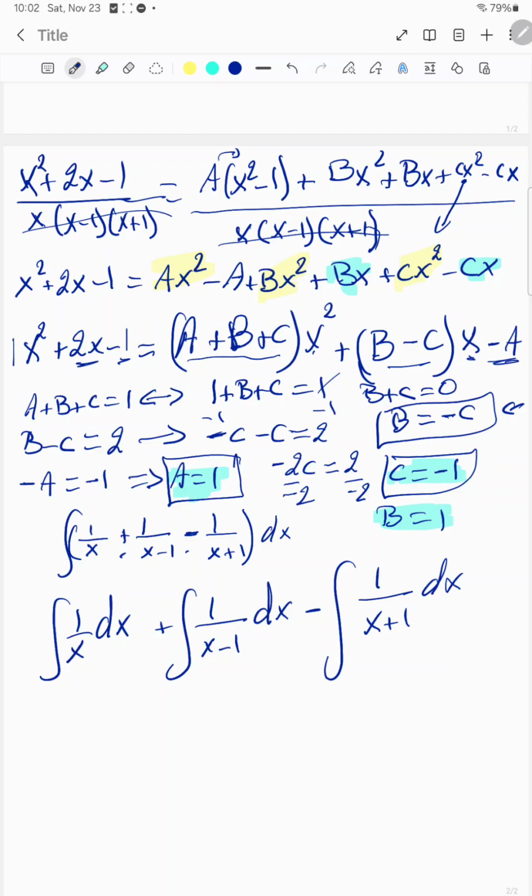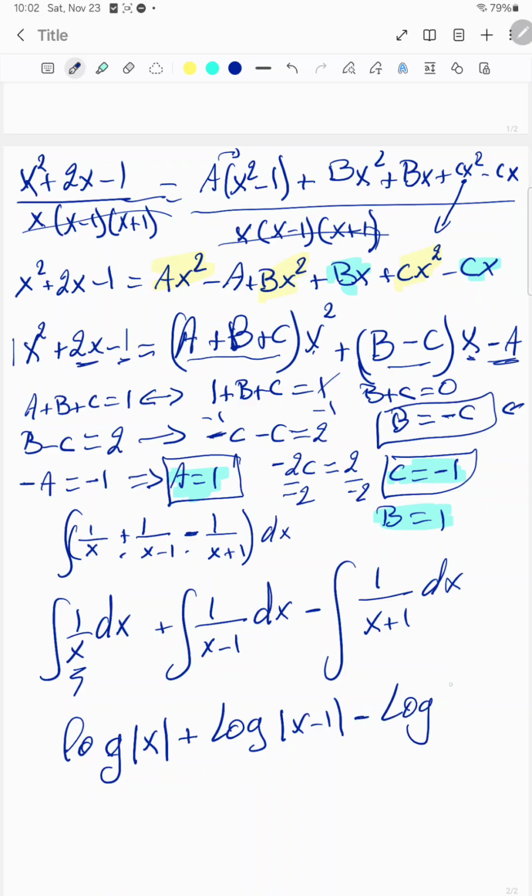And this is very easy to solve. I do have the integral of 1 divided by x is log of absolute value of x. I put absolute value because a log of a negative number does not exist, plus log of absolute value of x minus 1, minus log of absolute value of x plus 1, and my plus c. And that would be the answer.